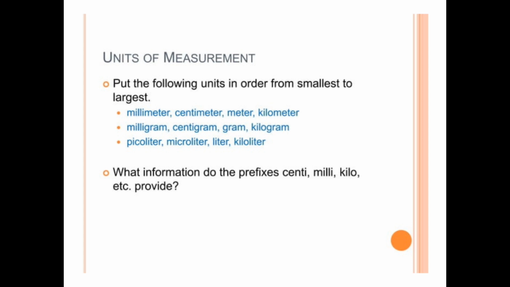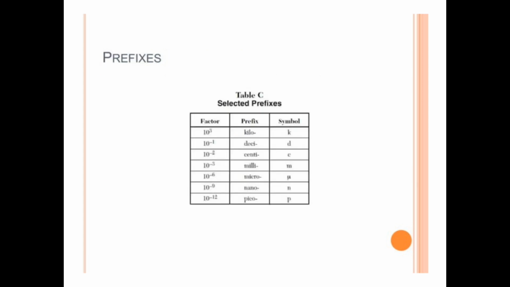Now, what information do these prefixes centi, milli, kilo provide us with? Okay, let's move on. The factor is 10 raised to power 3. Anything 10 raised to power 3 is kilo.